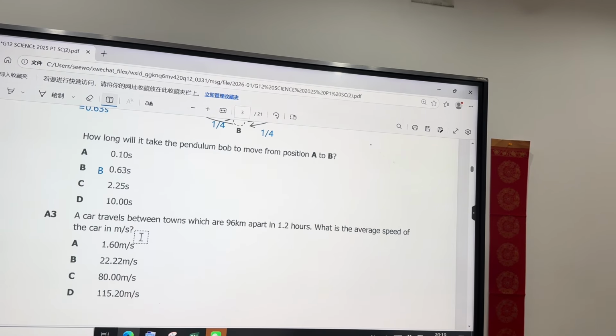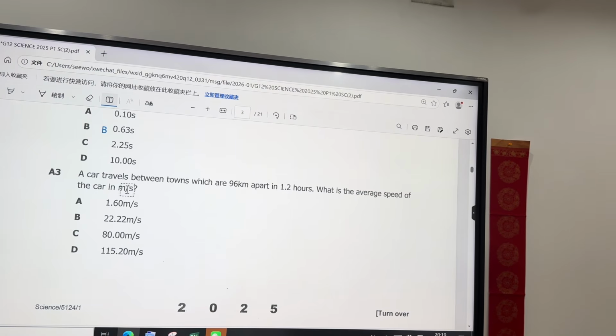Okay. Question 3. A car travels between towns which are 96 kilometers apart in 1.2 hours. What is the average speed in meters per second? So average speed will be equal to total distance divided by total time taken. So average speed will be equal to total distance covered over total time taken.